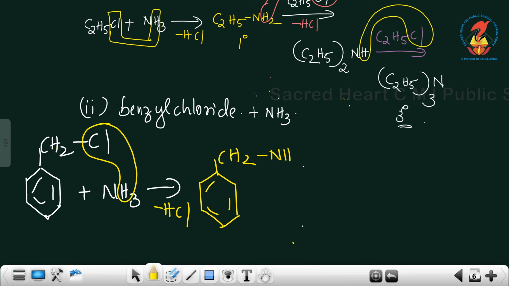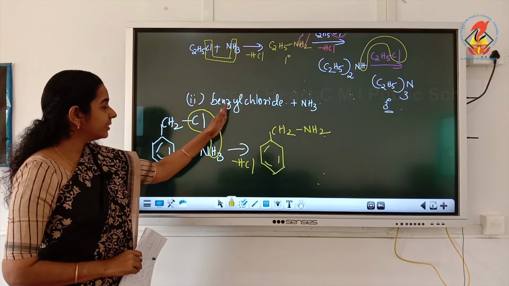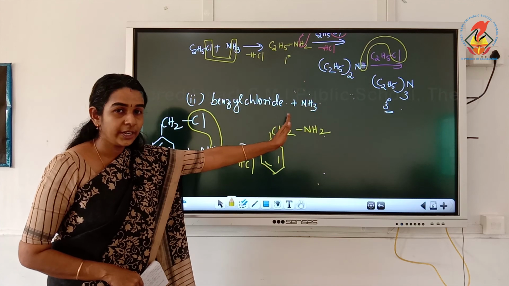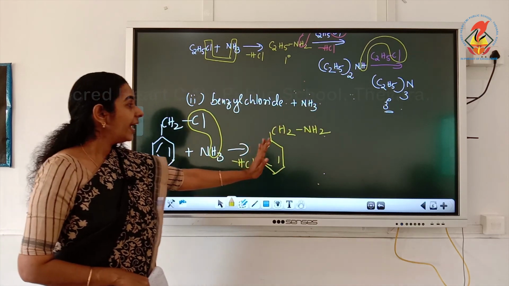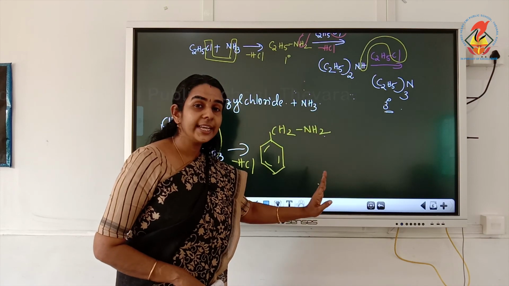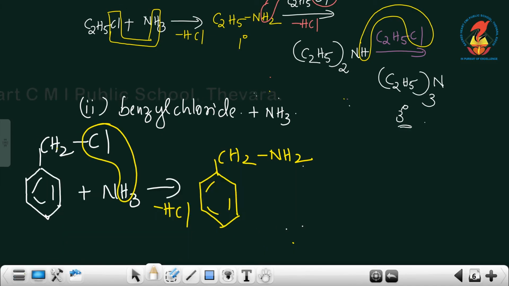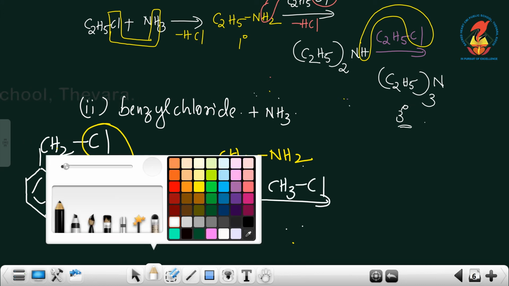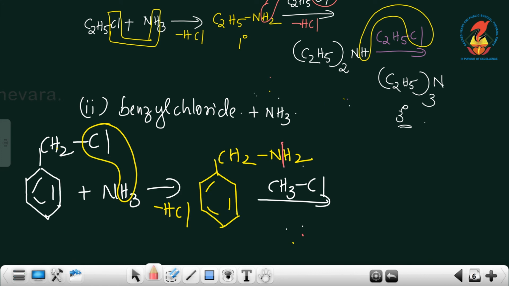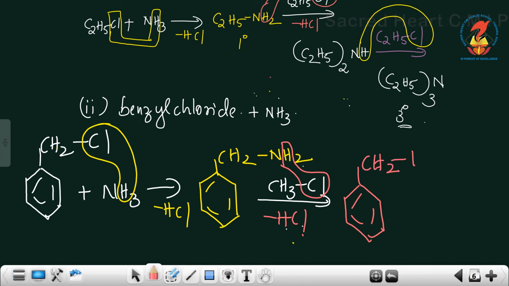Instead of Cl, what will be coming here? NH3 will become NH2. Now the question is, benzyl chloride reacts with ethanolic ammonia, gives a primary amine, and it is reacting with 2 moles of CH3Cl. So reacting with the first molecule of CH3Cl, there is elimination of one more HCl from here, and we get benzene ring, CH2, NH2 will become NH, CH3.